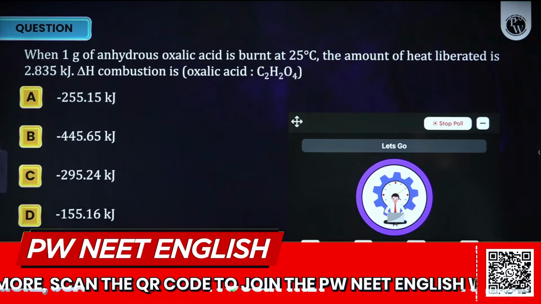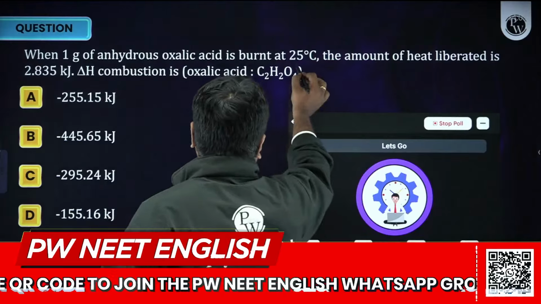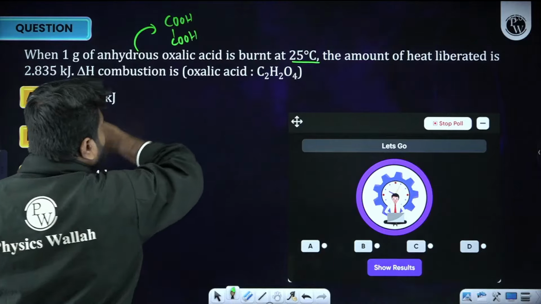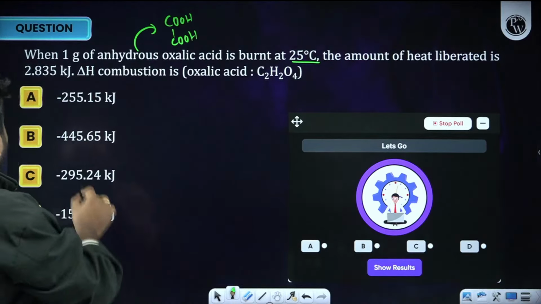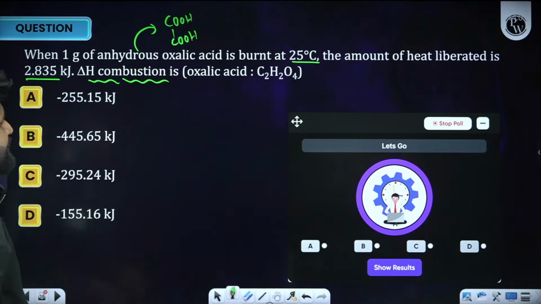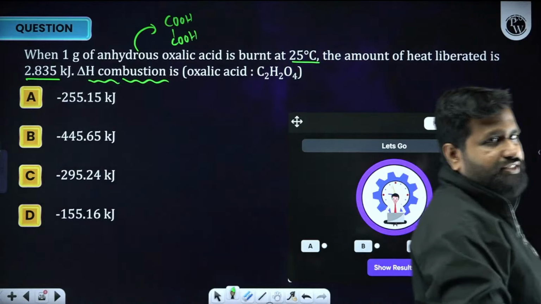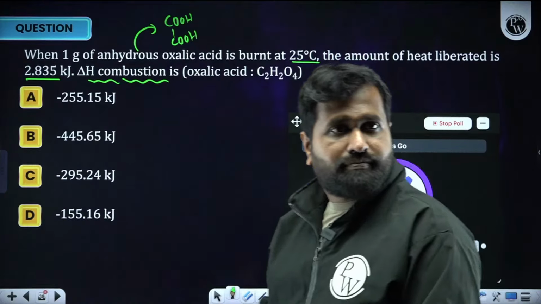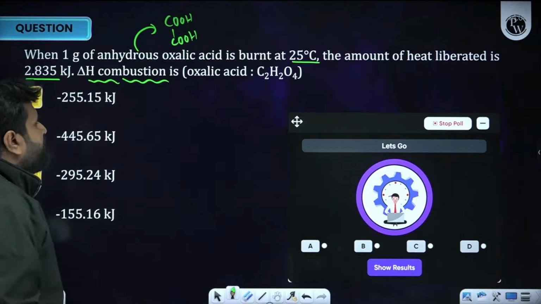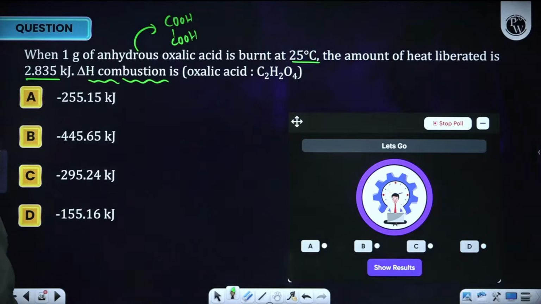When 1 gram of anhydrous oxalic acid, COOH COOH, is burnt at 25 degrees C, the amount of heat liberated is this much. Enthalpy of combustion they are asking. When 1 gram of anhydrous oxalic acid is burnt at 25 degrees C, the amount of heat liberated is this much. Now, delta H combustion.